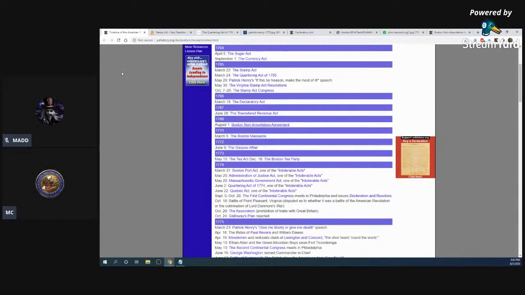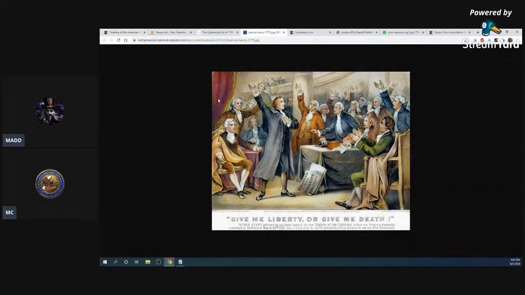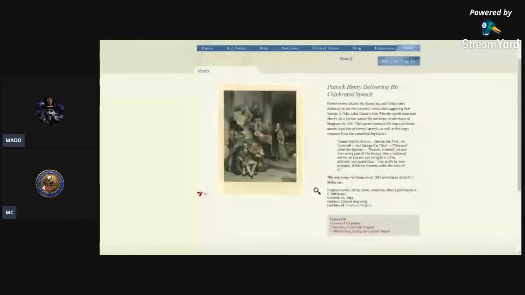Patrick Henry's speech, and you also end up with the Virginia Stamp Act resolutions. You want to go into Patrick Henry's speech there, Mad Dodge? Yeah, just a second. Share screen. Chrome tab. This is Patrick Henry, just to show people who he was.